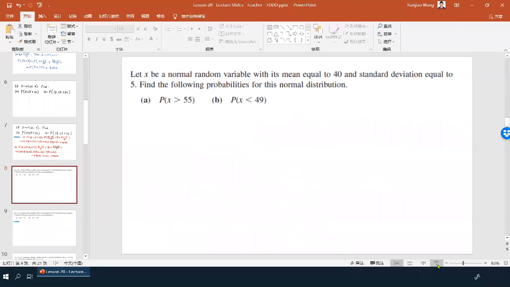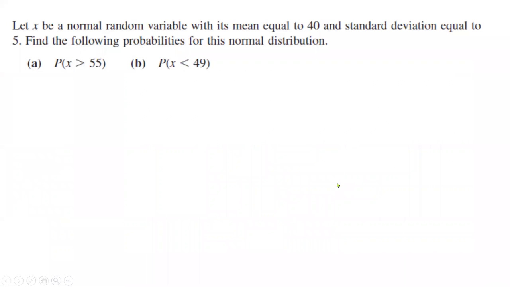Okay. No question. Okay, let's see another example. Let x be a normal random variable with its mean equal to 40 and the standard deviation equal to 5. Find the following probabilities for this normal distribution. Okay, I'll leave 10 minutes for you to solve this.